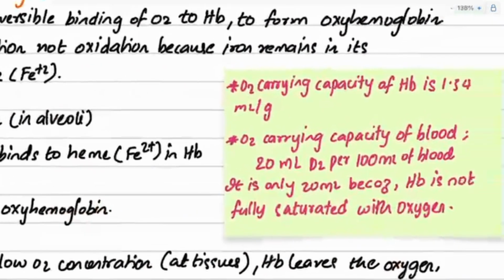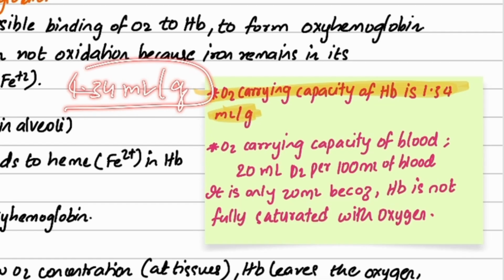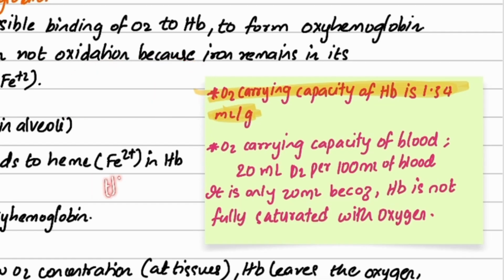Okay, and one more important fact based question can be asked, MCQ. So oxygen carrying capacity of hemoglobin is 1.34 ml per gram. Remember, 1.34 ml per gram. That is, one gram of hemoglobin carries 1.34 ml of oxygen. And this is also an important point here.